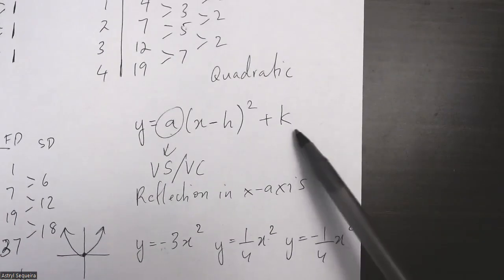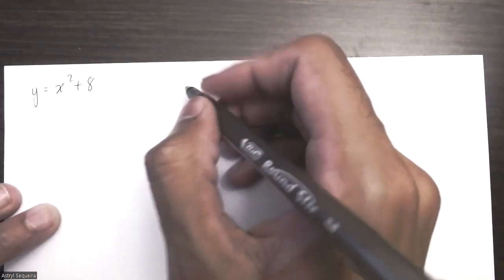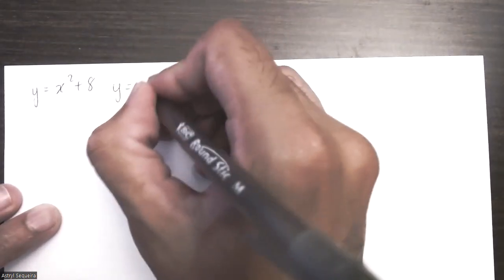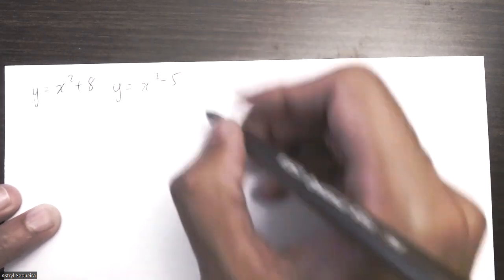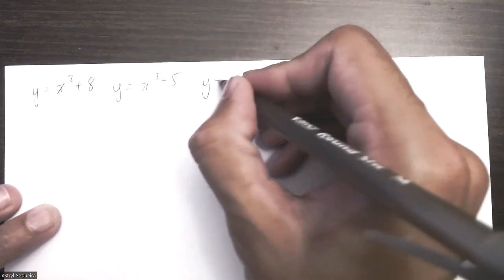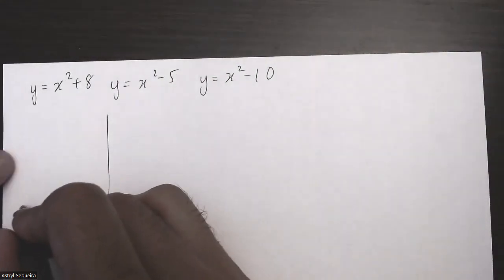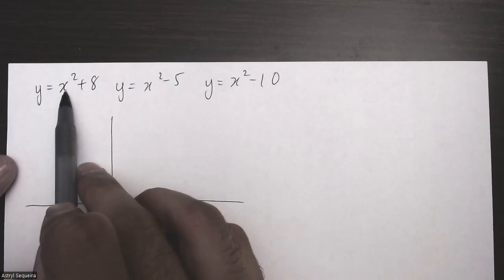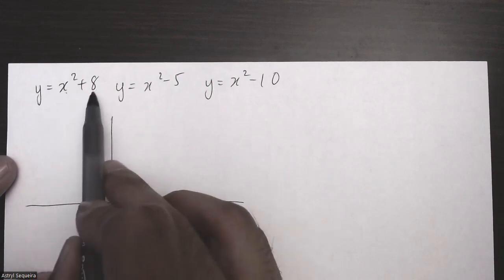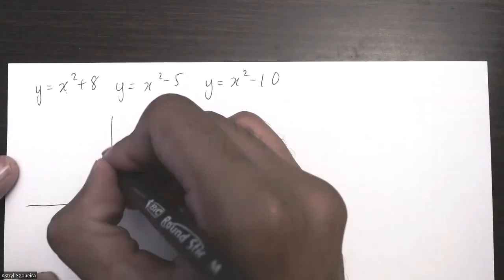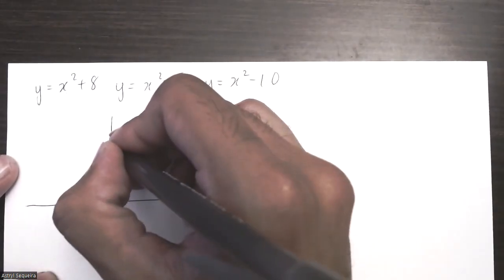Next one is we're going to work on this k value, which is basically a shift up or down. So first equation is y equals x squared plus 8. Second equation is y equals x squared minus 5. And last one is y equals x squared minus 10. So x squared plus 8 is just the same as x squared, except it's shifted 8 units up because that plus 8 is outside the bracket.